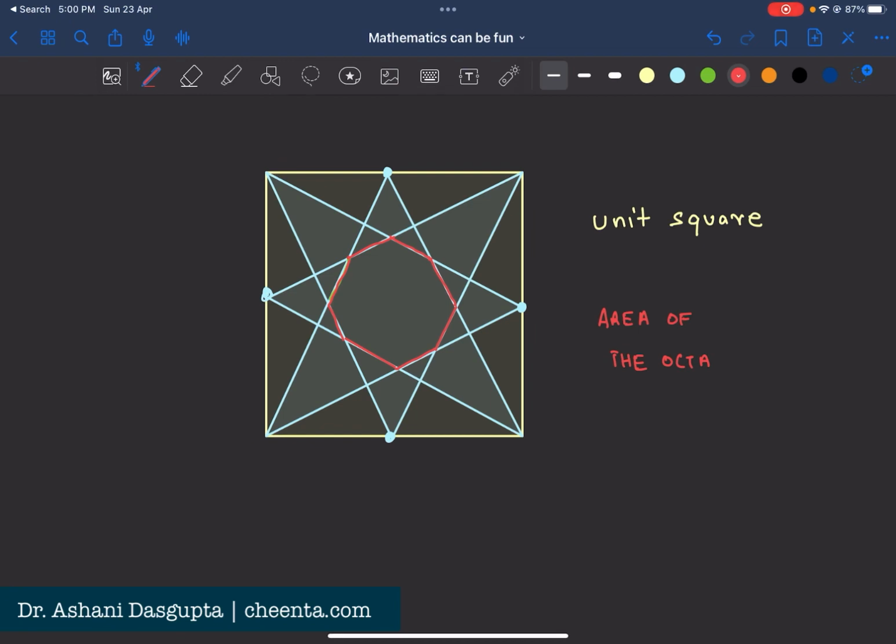One of the students at Chinta gave this problem, and we had a lot of fun solving this problem actually. So I thought maybe we can make a video out of it.